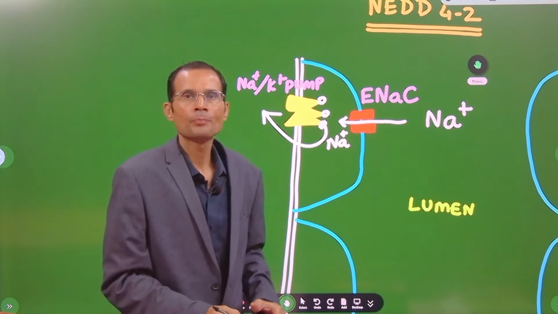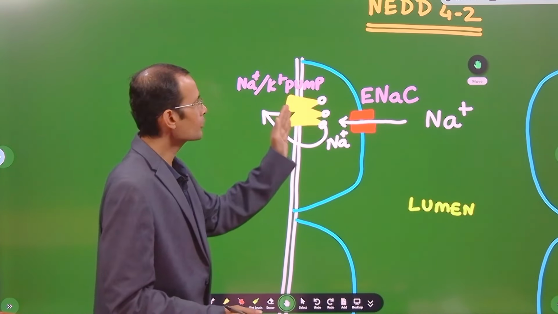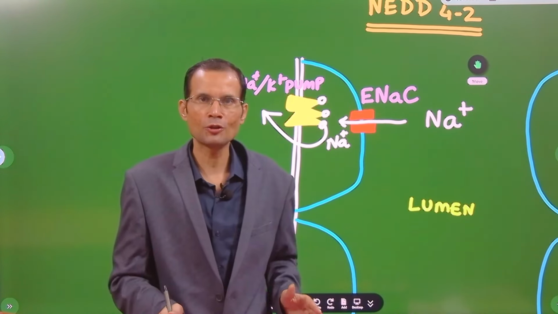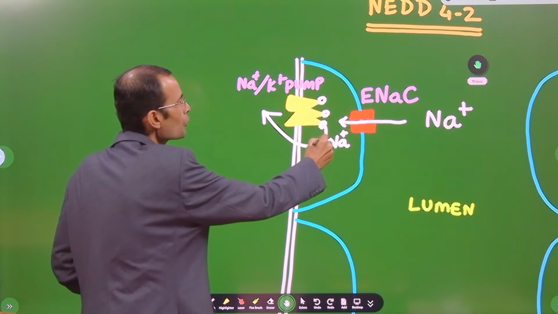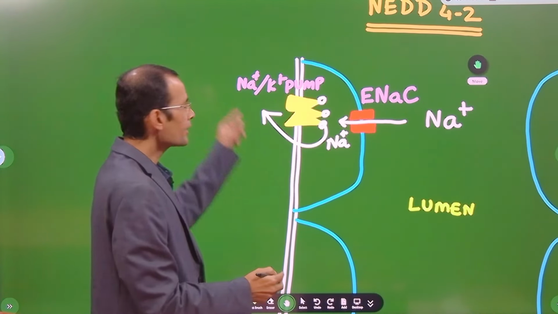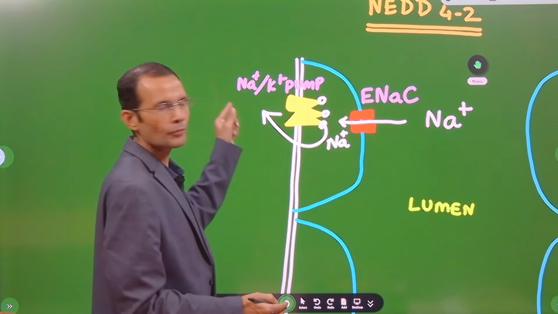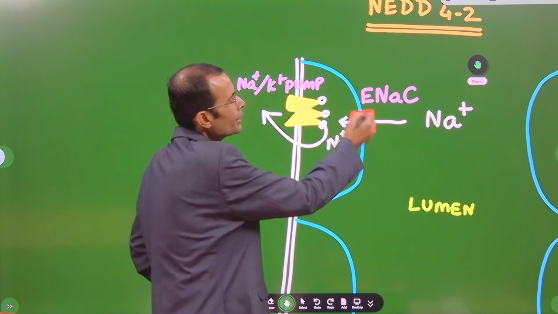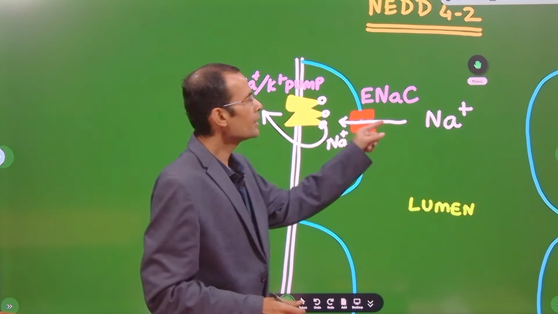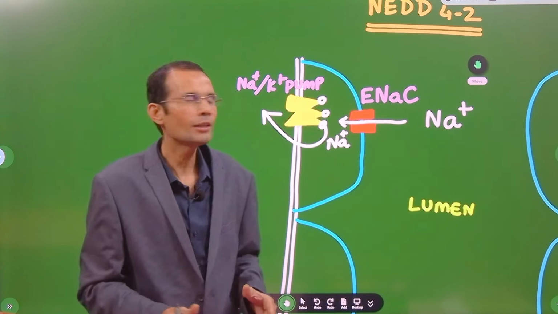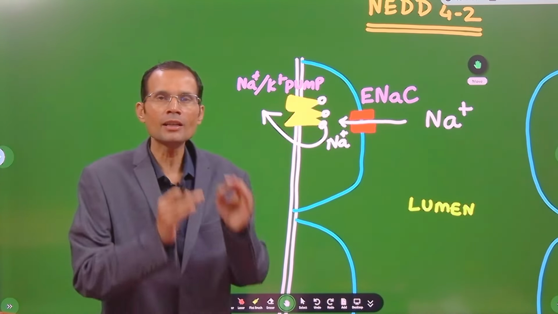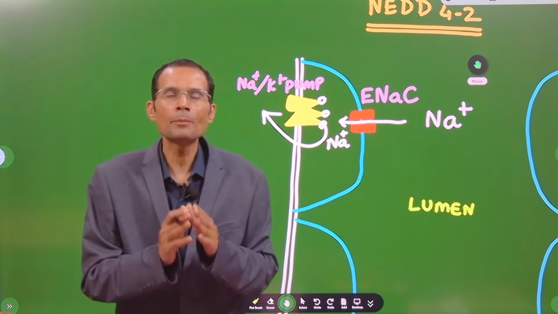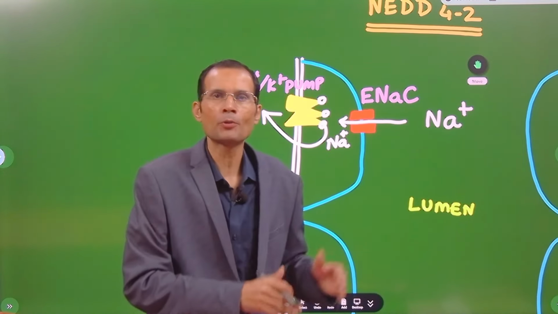So how does it all happen? On the basolateral side, in the basolateral membrane, there is the sodium potassium pump. And you know what is the function of the sodium potassium pump? To remove the sodium from inside the cell and send it out. So sodium will be sent out of the cell, and finally it will be sent into the blood. And in the apical membrane, there is another transport protein called ENaC, epithelial sodium channel. So sodium reabsorption occurs in a two-step process.